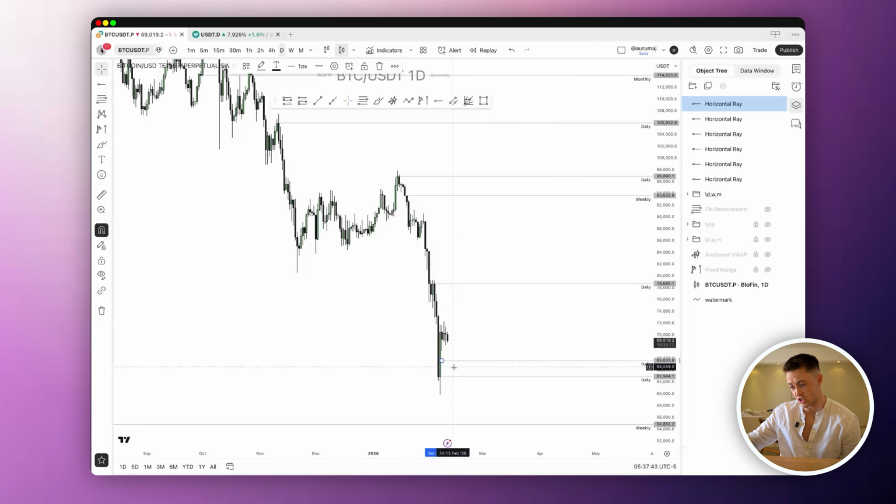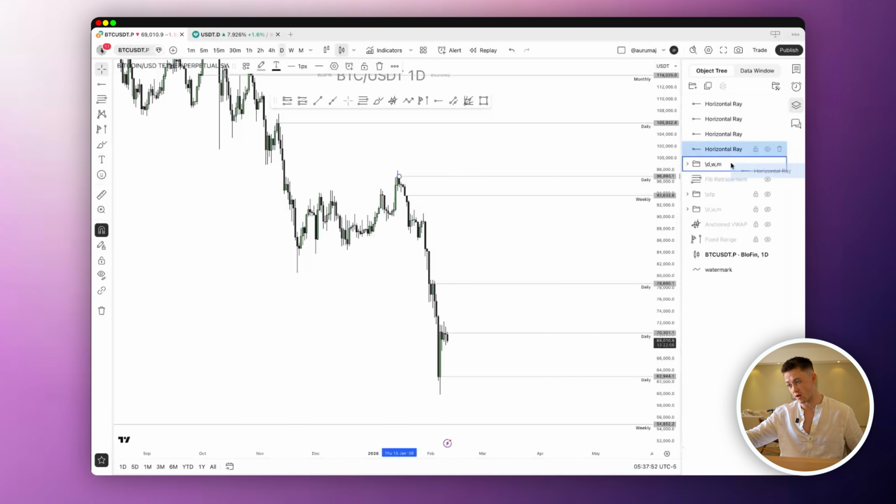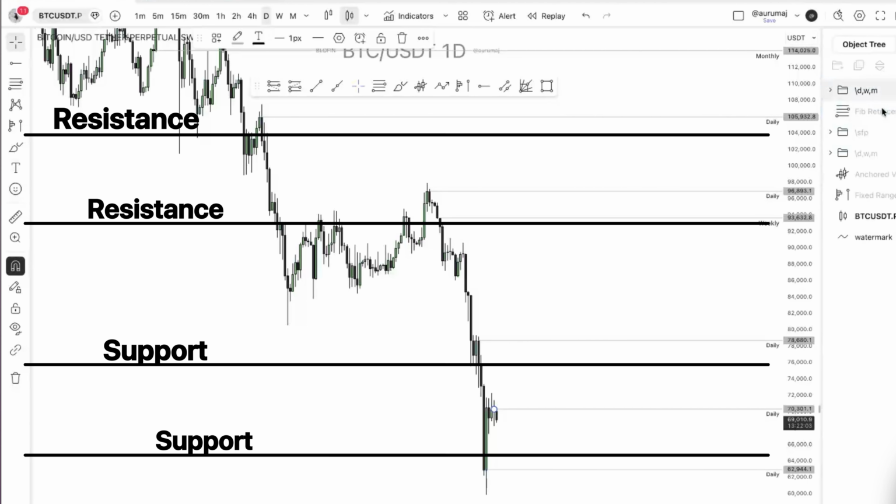And each of these levels are not traded as an exact level. So if the price comes into it, every level I am about to show you is treated as a zone. And as long as it's holding as support, you're trading it as support. If it's holding as resistance, you're trading it as resistance.